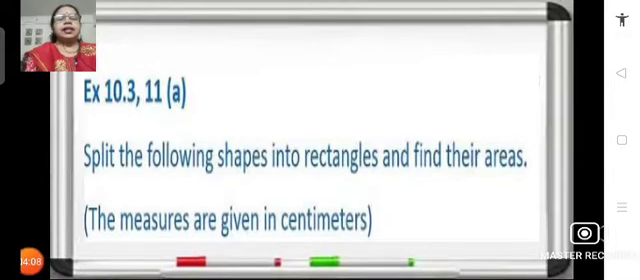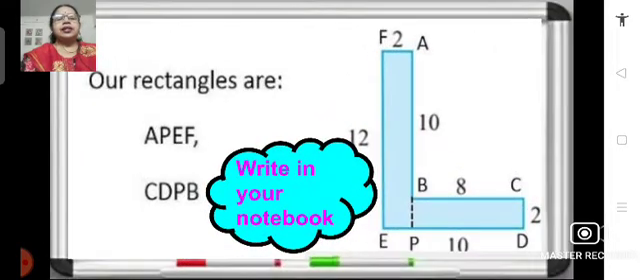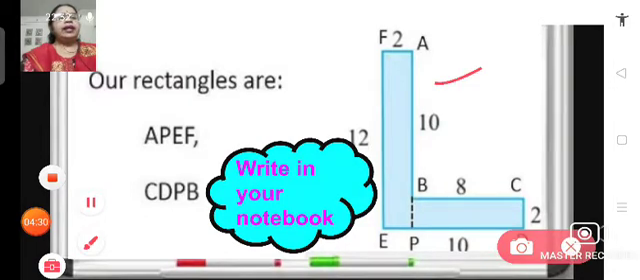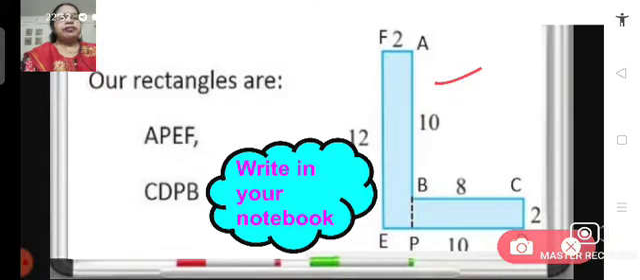So it's exercise 10.3, question 11a. Split the following shapes into rectangles and find their areas. The measures are given in centimeters. So like in the 10th question, here also we have to split the figure into rectangles and find their areas. We have a figure which is like an L here. So we have to split this into rectangles and find the area.